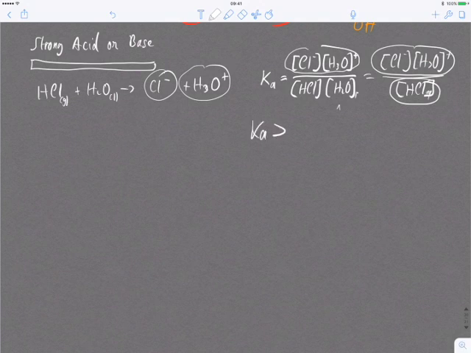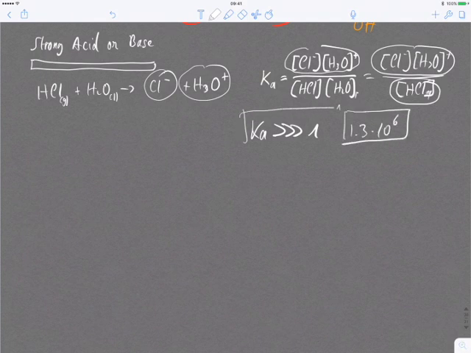Ka has to be way larger than 1. Actually, for HCl, it's difficult to calculate, but there's some attempt. The number is, for example, 10 to the power of 6. The Ka, the equilibrium constant or dissociation constant of gas, all these K values will have different names, but it's always the same principle. It is the product divided by the reactant. You call that the equilibrium constant. You can also call that the dissociation of gas into a liquid.